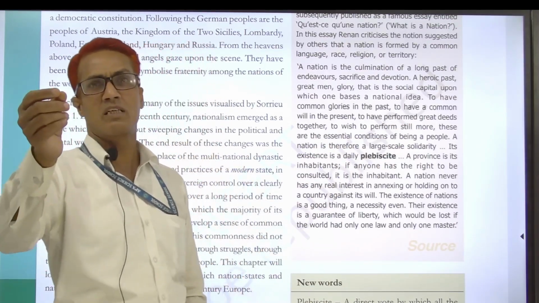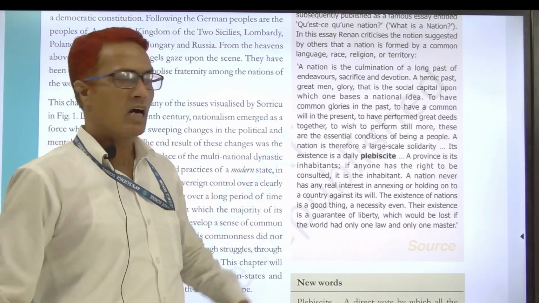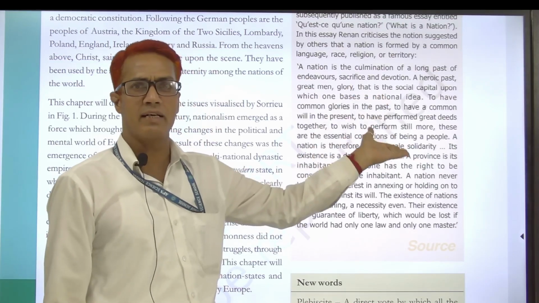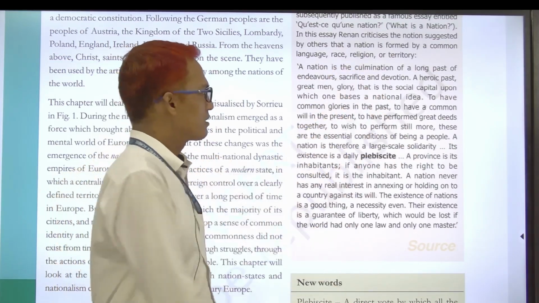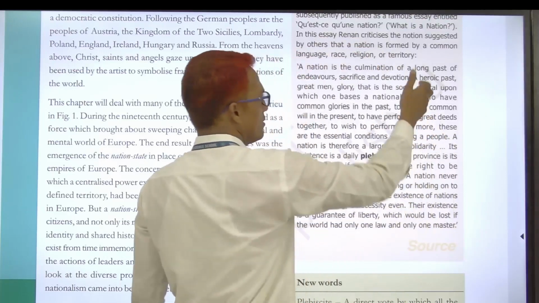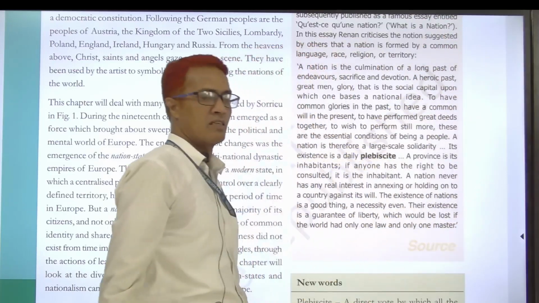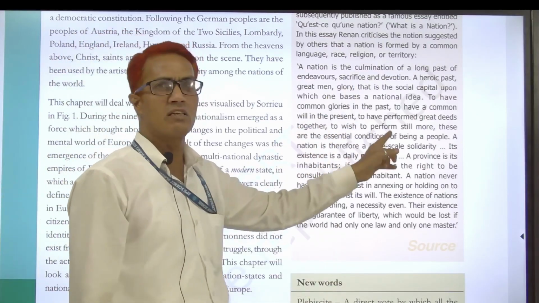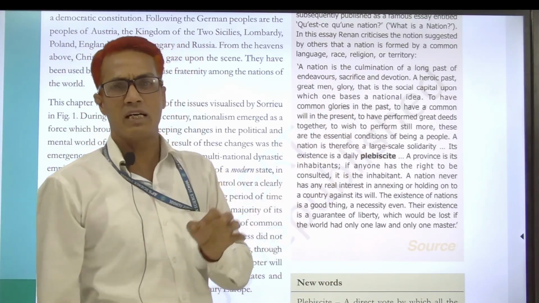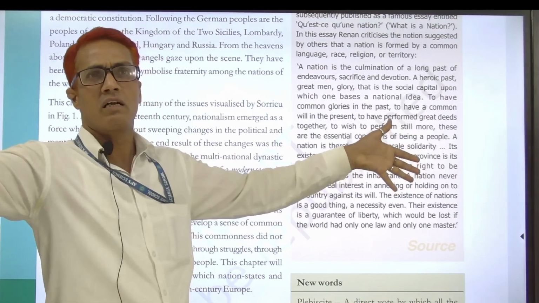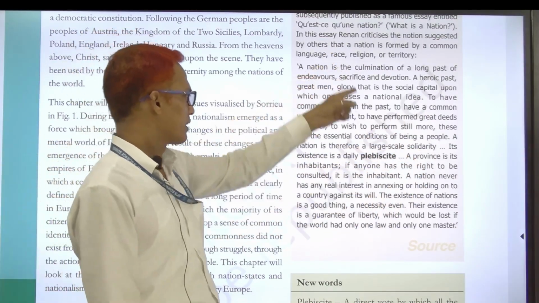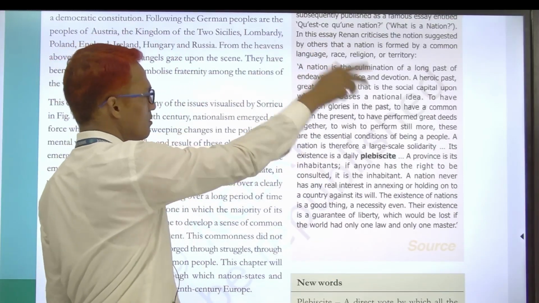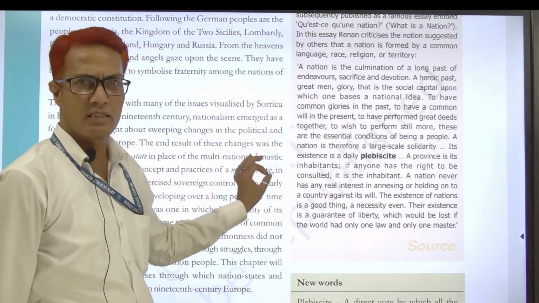Now think about the citizen of that nation. According to Ernest Renan, the citizens of that nation state have these types of qualities. These qualities were the requirement of the citizen of that nation state. So that is the very broad definition of a nation state. Now our 3 marks question is complete with this.